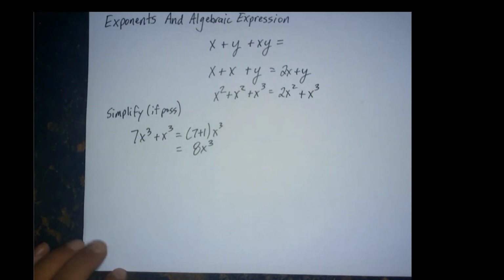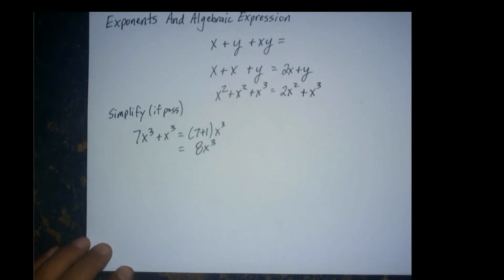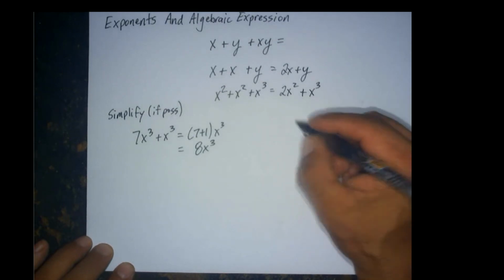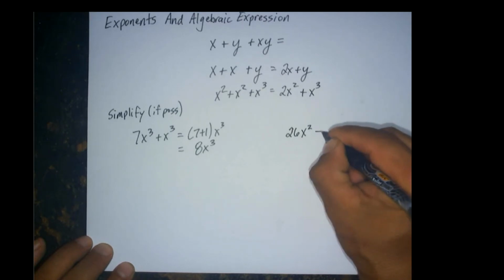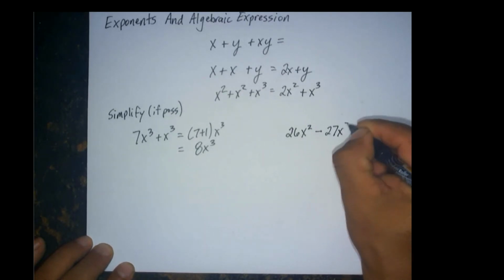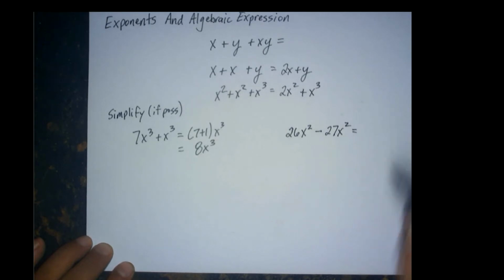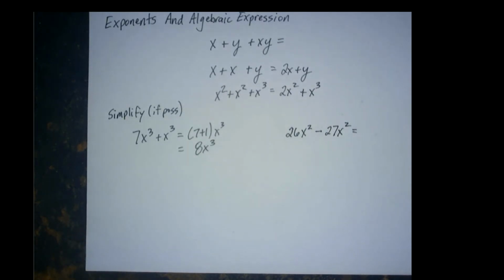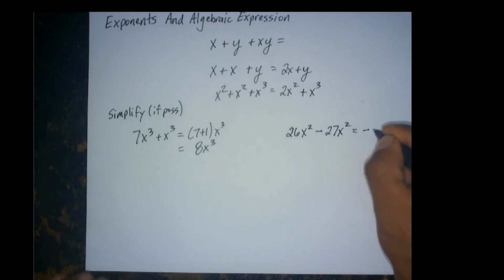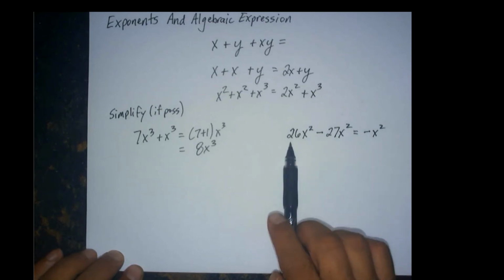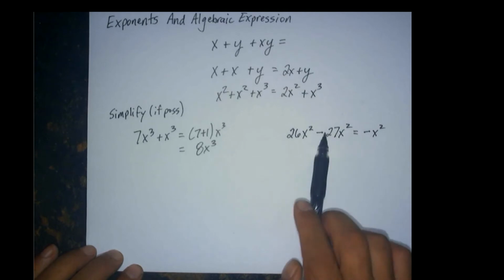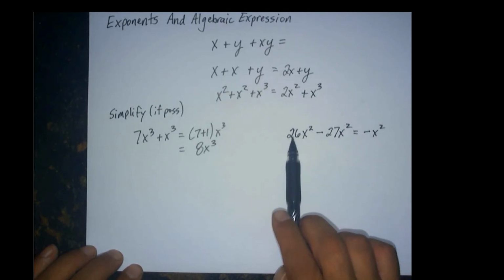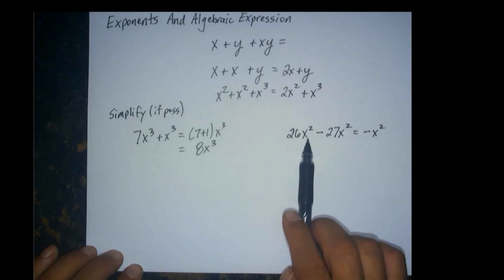Okay, here we go. Ready, Key? You can do it. 26x squared minus 27x squared. Negative 1x squared. Negative x squared. Very good. Because it's 26 minus 27. You're subtracting, so the bigger number gets the bigger sign, which is negative, because 27 is bigger than 26, and 27 minus 26 is 1. And the variable is x squared.